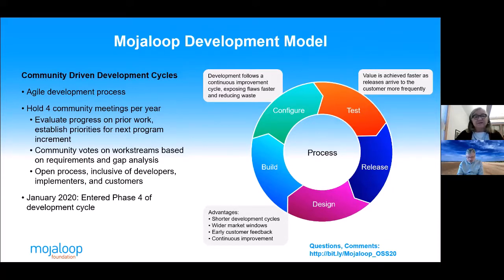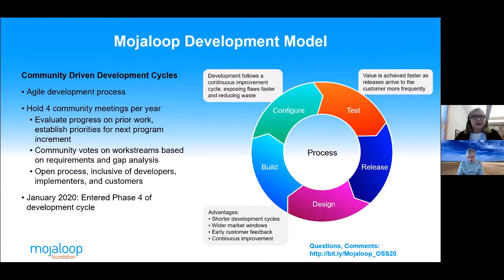That community does vote on the work streams based on market requirements and gap analysis, and then that sets the priorities for the next program increment. That said, it's a very open process. It's inclusive of developers, implementers, and customers. We welcome all to those convenings. They're always open and free to anyone that wants to participate.